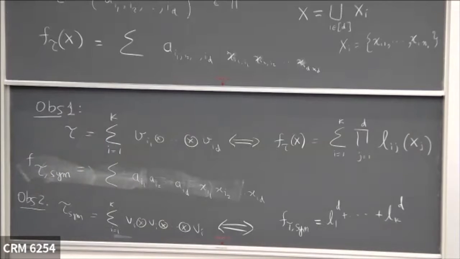Someone asks whether f_tau^sym is defined for any tensor. I'm defining it for a symmetric tensor. Tau does not have to be symmetric in general: tau is a tensor, and you define f_tau, which is a polynomial. Then if tau is a symmetric tensor, I define f_tau^sym.